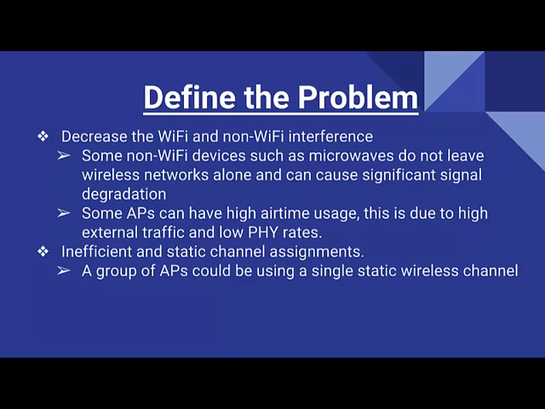For Wi-Fi interference, some APs can have high airtime usage. This can be attributed to high external traffic and low PHY rates. Inefficient and static channel assignments can be caused by a group of APs that could be using single static wireless channels, or in general, lack of configuration of these APs.